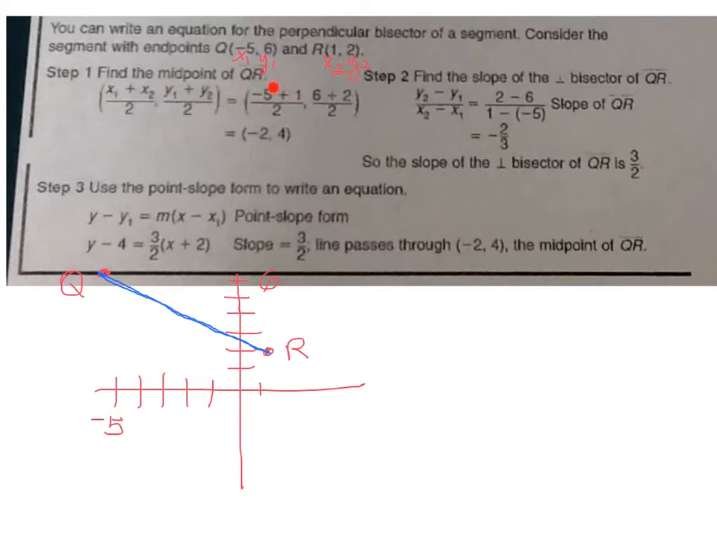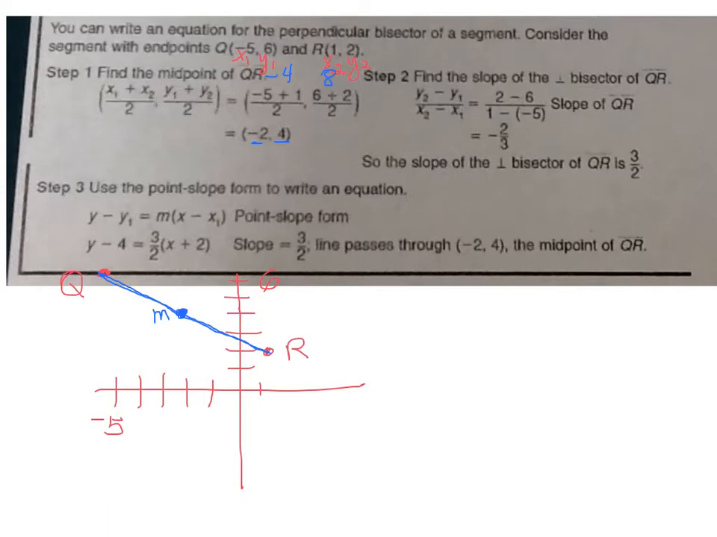-5 plus 1 is, what is that? -4, and then -4 divided by 2 is -2. And then 6 plus 2 is 8 divided by 2, and that is 4. So the midpoint is -2, 4. This is the midpoint right here. I'm going to put M as the midpoint. So I already found the point in between those two endpoints.